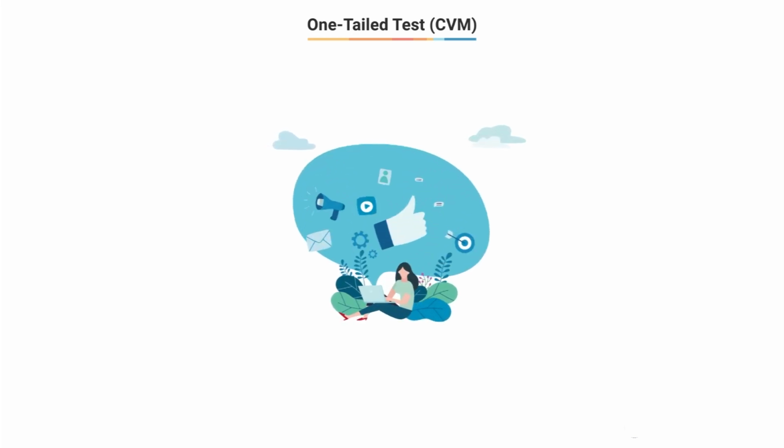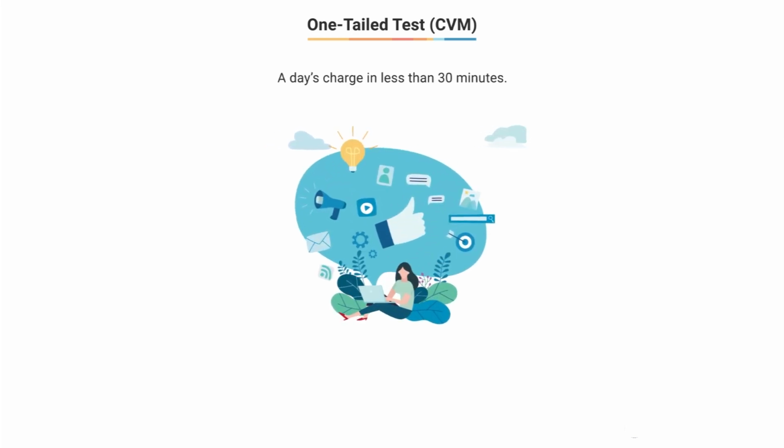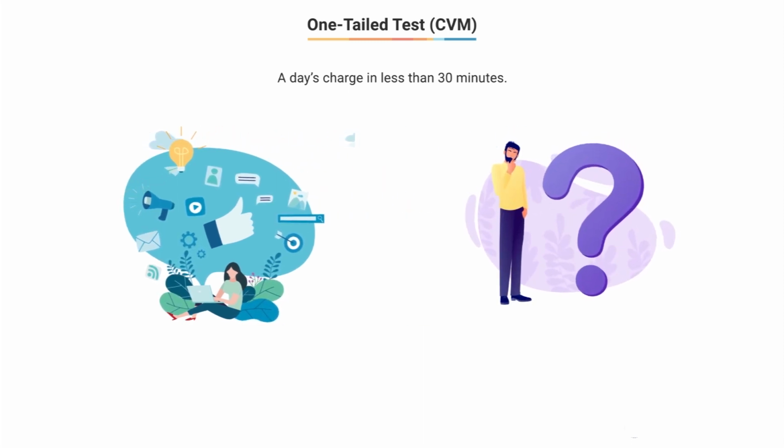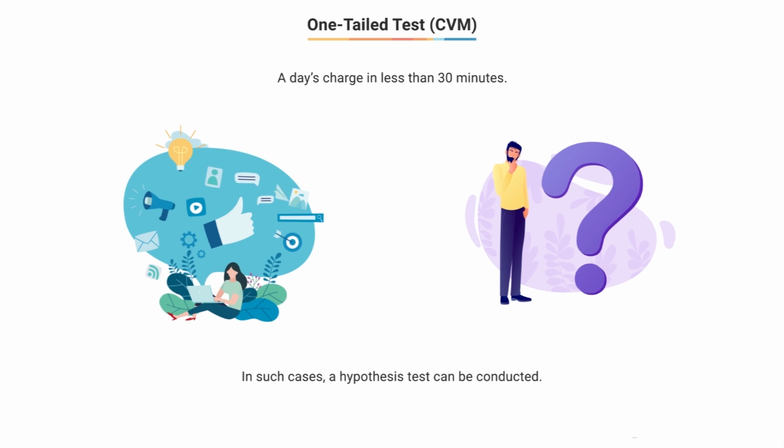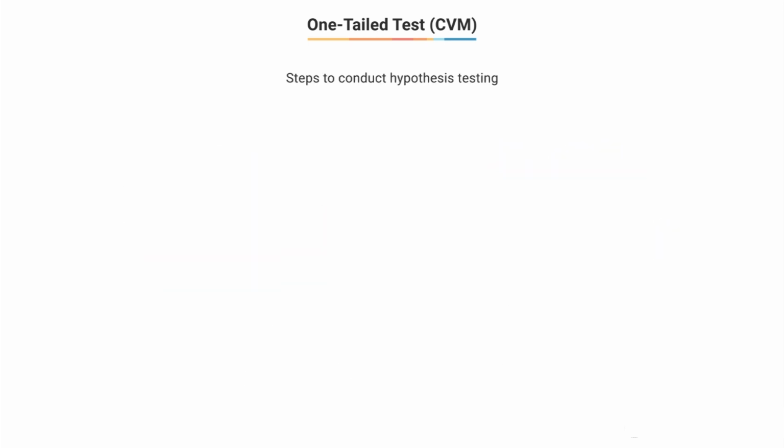Imagine that the OnePlus Max phone was advertising the phone using the slogan "a day's charge in less than 30 minutes." And as their customer, you felt that this claim wasn't true. You now want to conduct a hypothesis test. So let's remember the steps that we discussed in the earlier discussions.